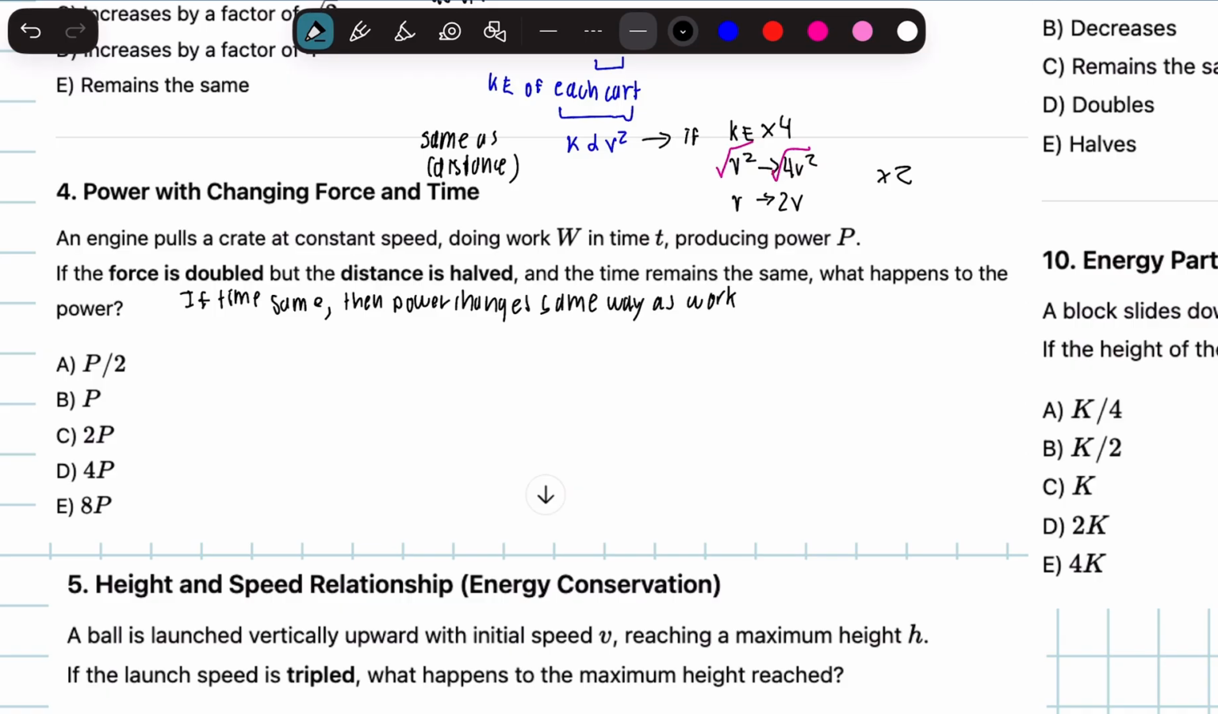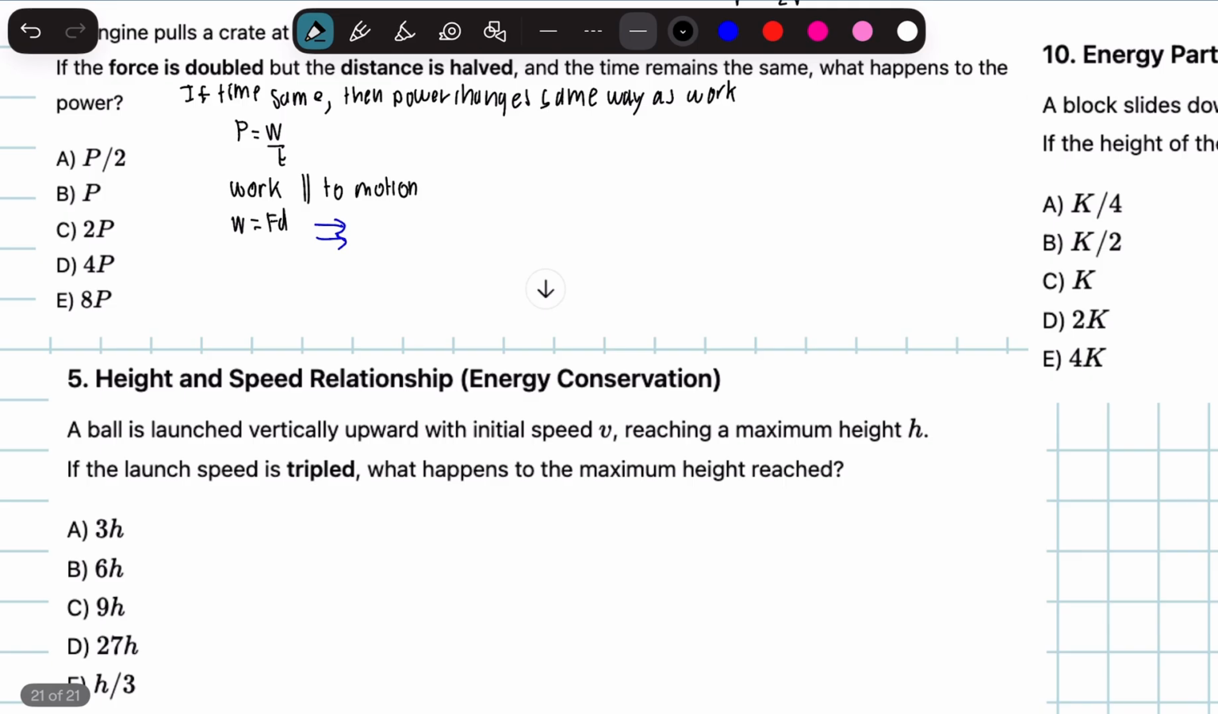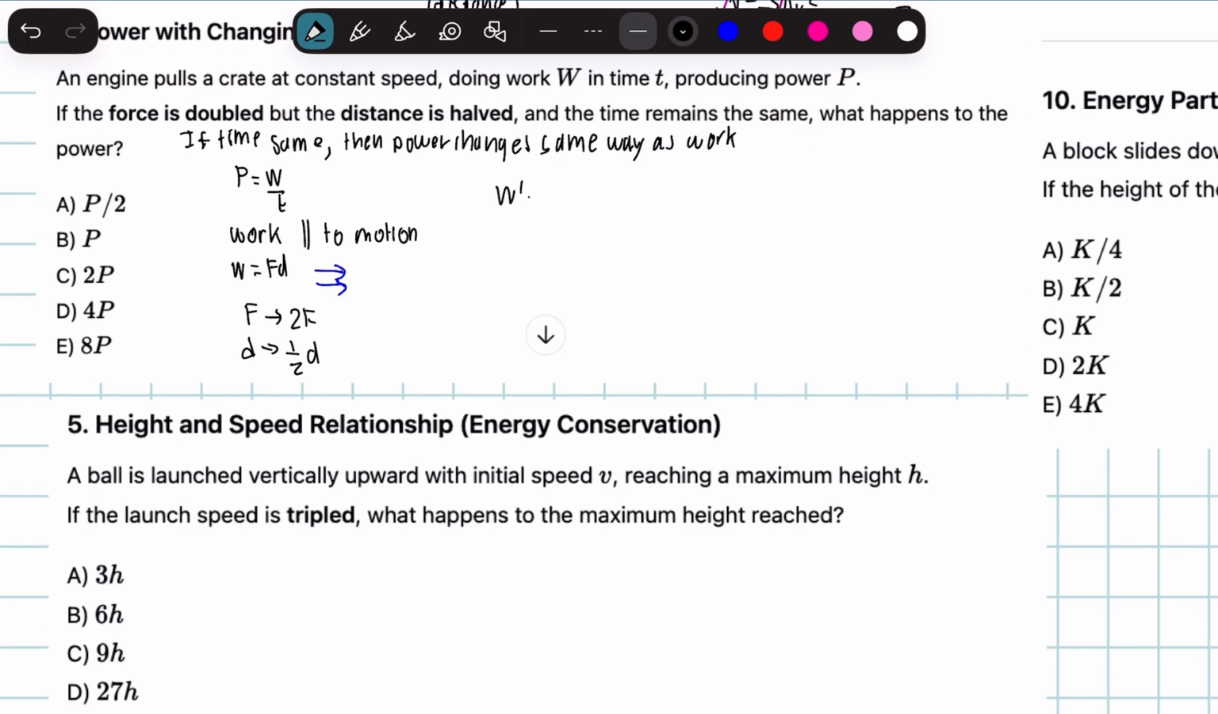What does this mean? We have P equal to W over T. We also know that work is parallel to motion, because it has to be in the same direction. In this question, we double force to 2F, and D we find 1/2 of it. Therefore, W prime is equal to 2F times 1/2 D, which is equal to F times D, which is equal to W.